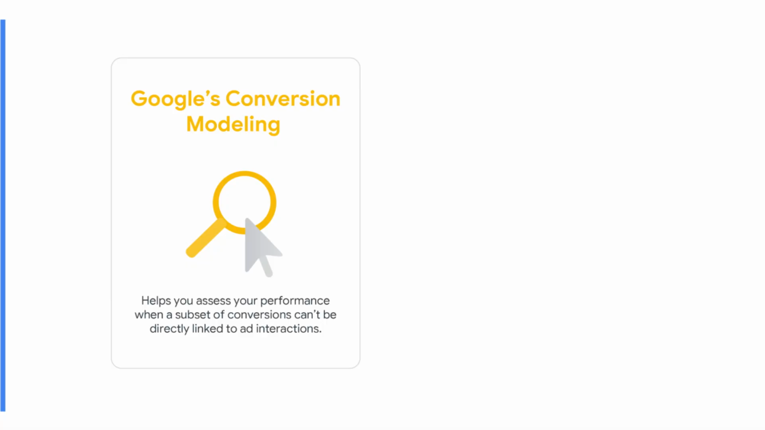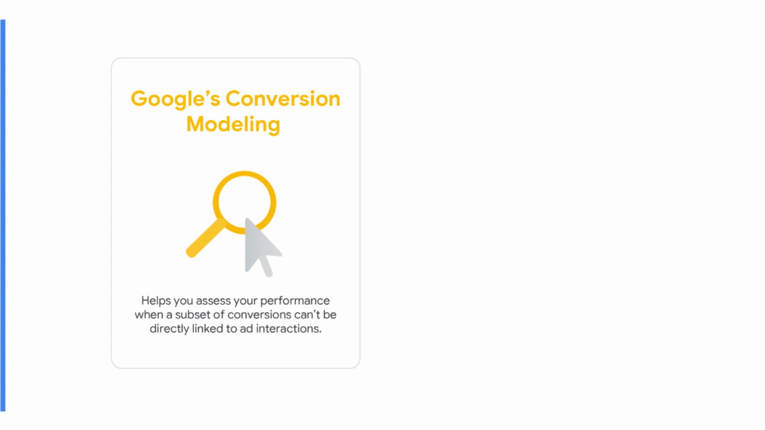As the industry moves away from individual identifiers, in this case, with Apple's introduction of the ATT framework, multiple forms of measurement have emerged for iOS app install campaigns. One of these methodologies is Google's conversion modeling technology. At a high level, these model conversions, which we report in your Google Ads interface, use Google's AI to assess the performance of your campaigns when a subset of conversions cannot be directly linked to ad interactions. You can learn more about our conversion modeling principles in the linked resources.